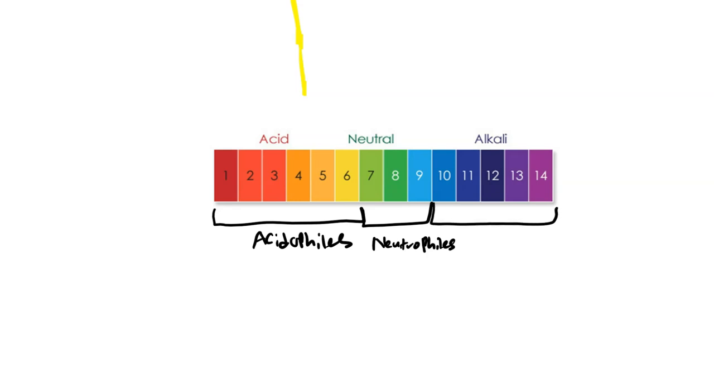Lastly, alkaliphiles. Alkaliphiles are microbes that live in alkaline condition ranging from pH 10 to 14. This is usually in sandy soil or beach soil.